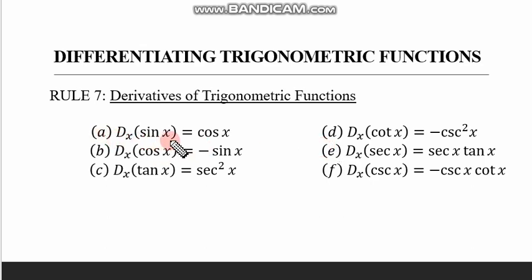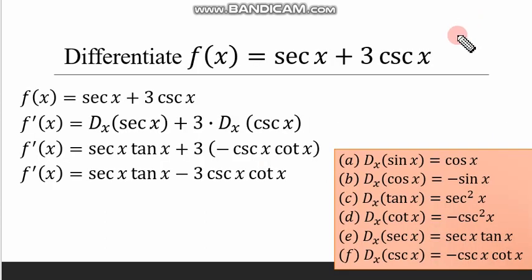So dx of sine x is cosine x, dx of cosine x is negative sine x, dx of tangent x is secant squared x, dx of cotangent x is negative cosecant squared x, and dx of secant x is secant x tangent x. Lastly, dx of cosecant x is negative cosecant x cotangent x. We will use that for our examples here.